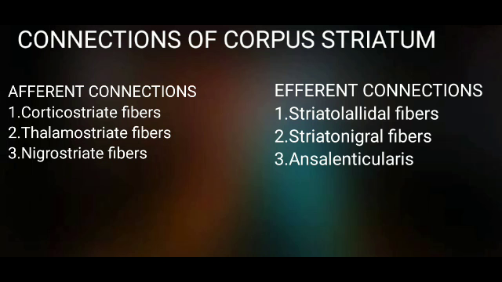And the efferent connections are striatopallidal fibers from the globus pallidus mainly to the thalamus. And the striatonigral fibers connect to the substantia nigra and convey GABA, that is gamma amino butyric acid, which inhibits the dopaminergic neurons of the substantia nigra. And the ansa lenticularis arises from the globus pallidus and joins with the dentato-rubro-thalamic fibers. These fibers terminate in the thalamus.